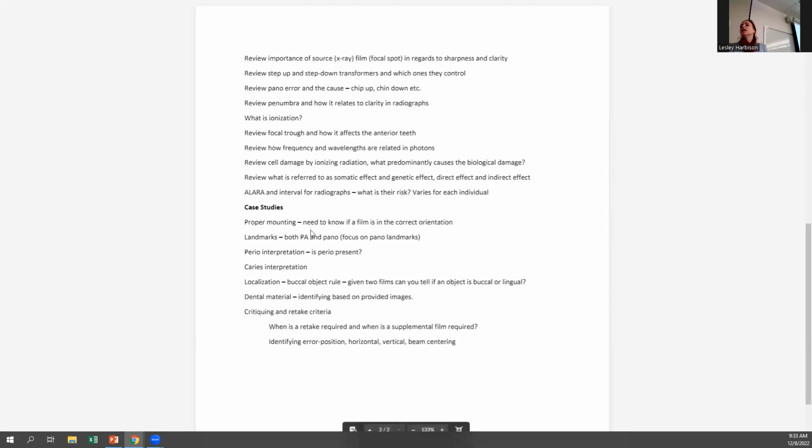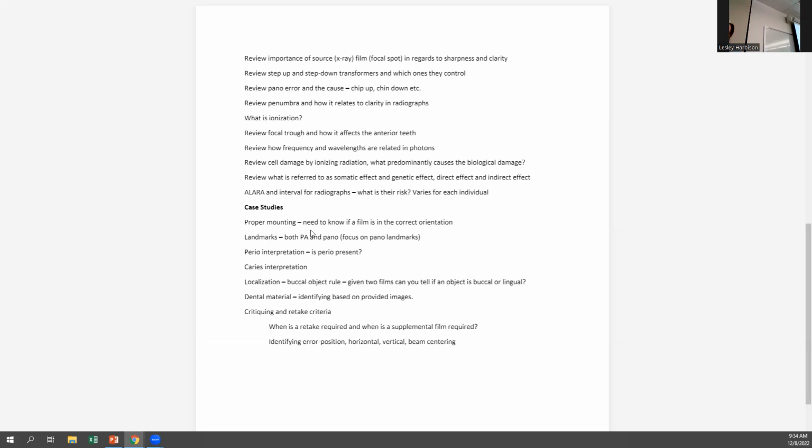So proper mounting, you need to know if a film is in the correct orientation, like is it upside down, is it flipped, something like that. Landmarks, both on PA, but more on pano. So review several panos and look at all the different landmarks that we talked about for pano.